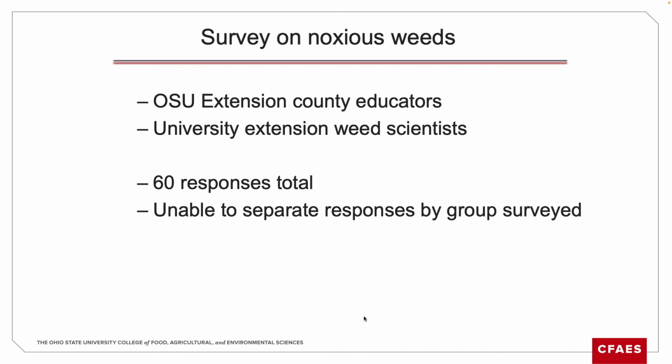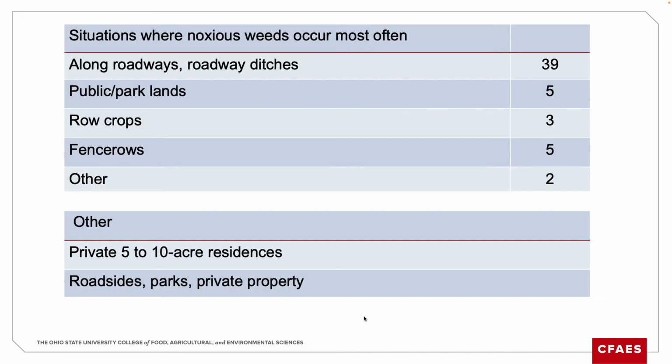We did a survey on noxious weed issues with a lot of our extension county educators, and then we actually sent it out to university extension weed scientists, and so we had 60 responses total, mostly from our county educators. Had a nice response on this, and it gives a really nice picture of what the issues are with noxious weeds in the state of Ohio. And mixed in with this, because we couldn't separate it, was some of the information from other states as well.